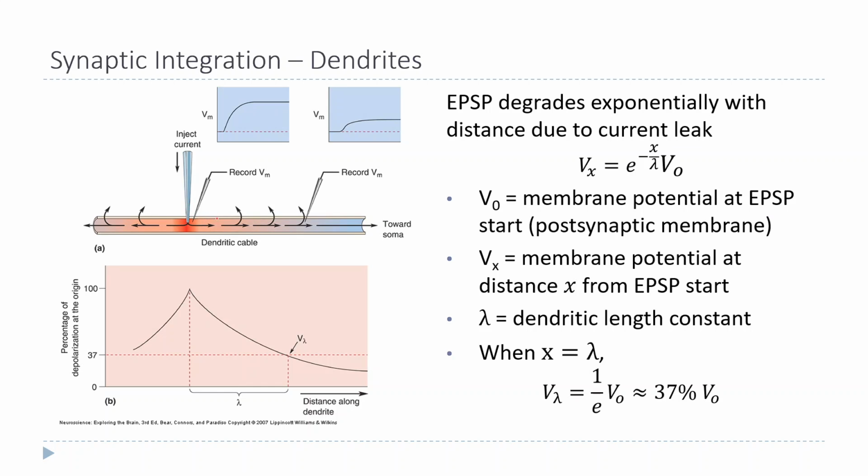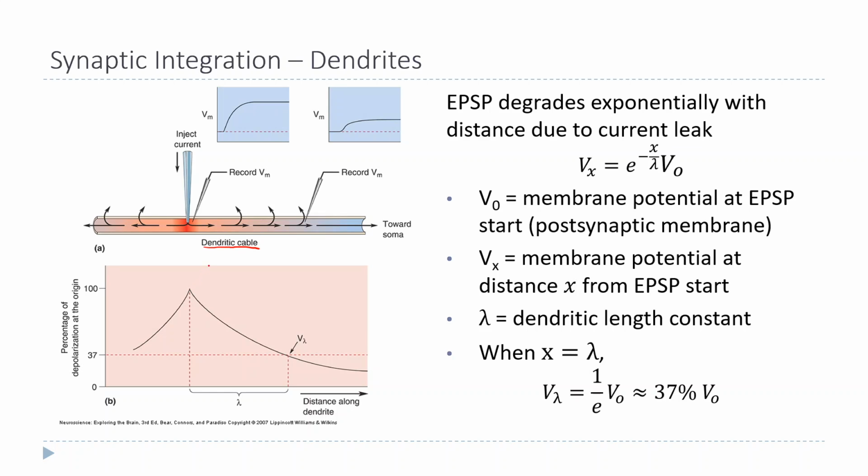So let's say this is a dendritic cable, just somewhere along the dendritic arbor, it doesn't matter where. And we've stuck an electrode in here, and we're injecting current, which means that we are depolarizing the membrane at this position. So if we measure the membrane potential at this position, we will see, let's say this is measured in terms of percentage of depolarization at the origin, that's the peak. That's where the membrane depolarization is largest.